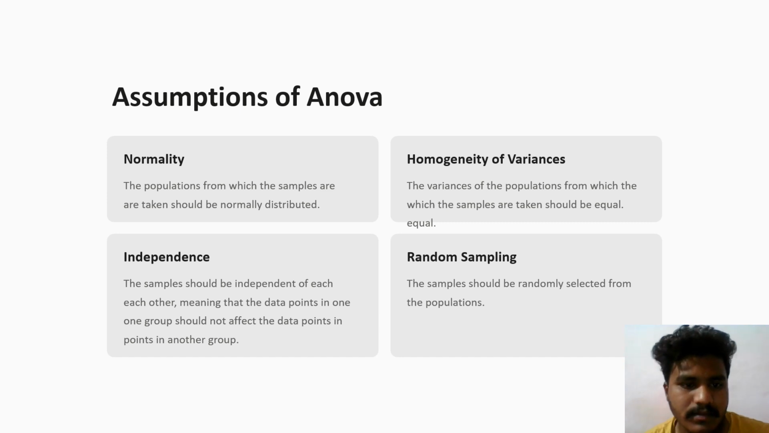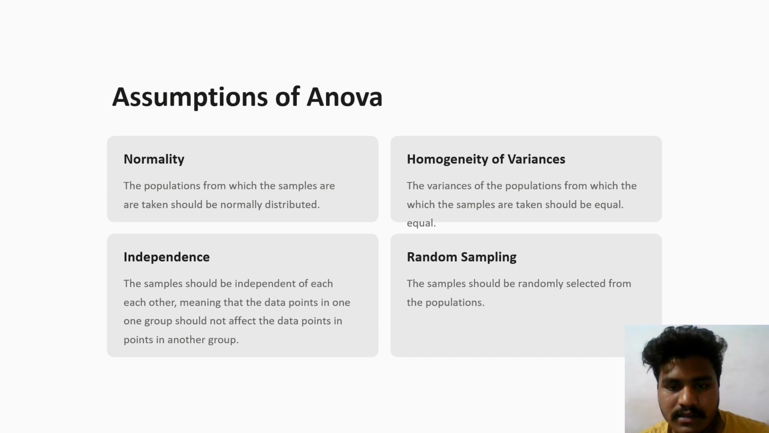Assumptions of ANOVA. There are four factors: normality, independence, homogeneity of variance, random sampling. Normality: the population from which the samples are taken should be normally distributed. Independence: the samples should be independent of each other, meaning that the data points in one group should not affect the data points in another group.